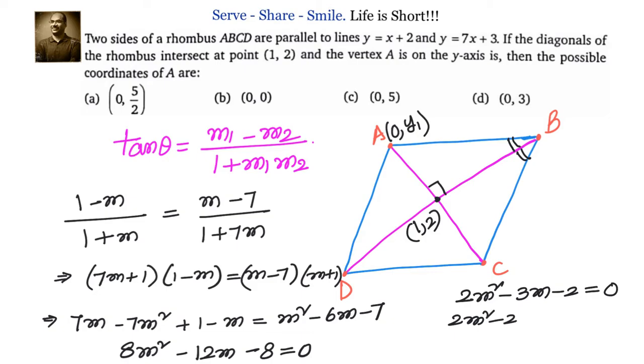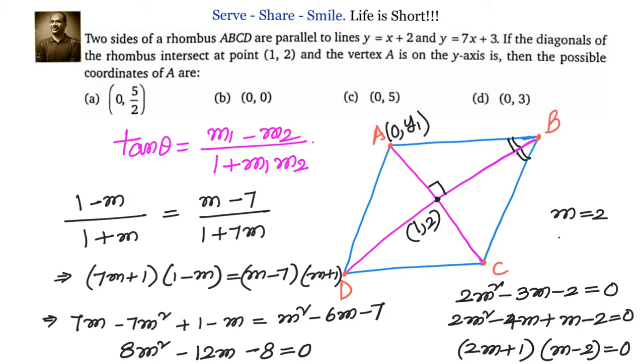Splitting the middle term, minus 4m plus m, 2m square minus 4m plus m minus 2 equals 0. We can write it as (2m plus 1) into (m minus 2). So that gives us the slope of BD is either equal to 2 or equal to minus 1 by 2. So we have two scenarios.